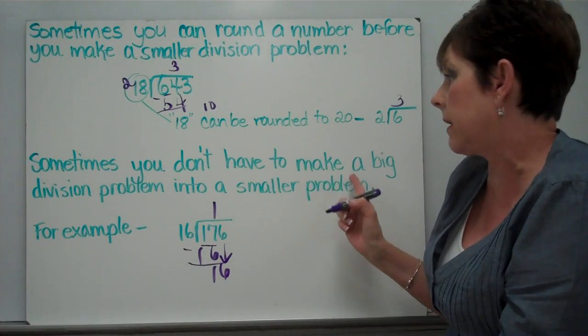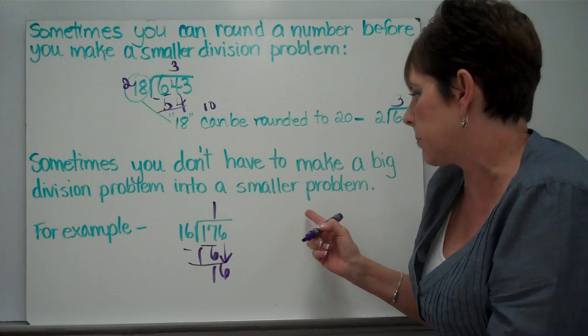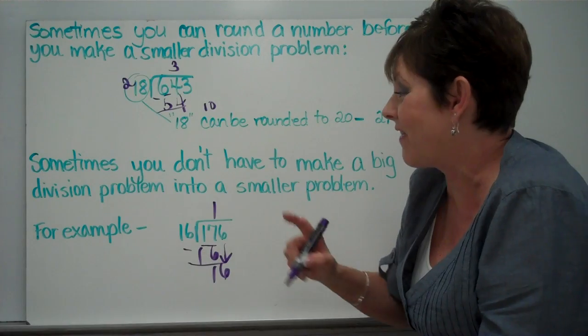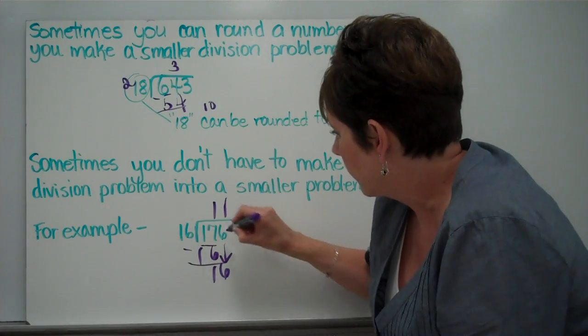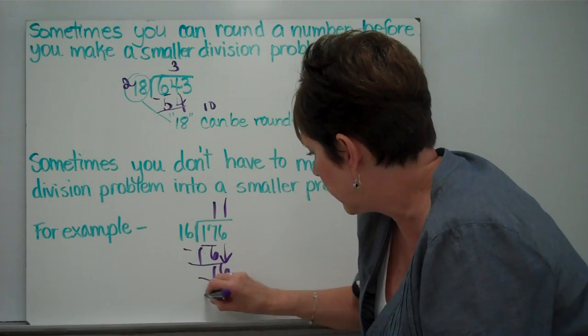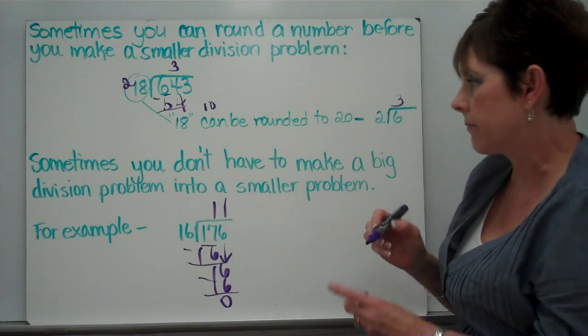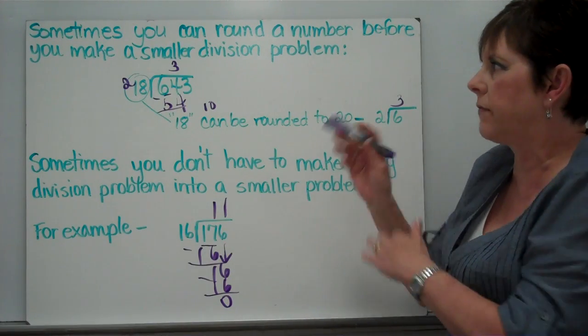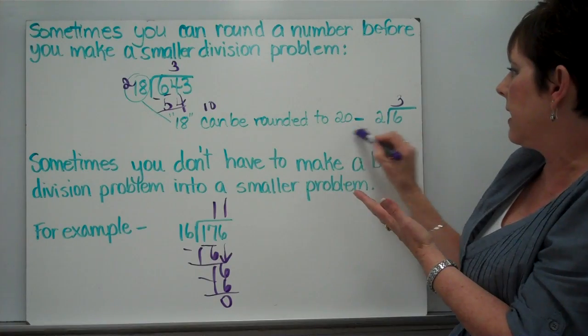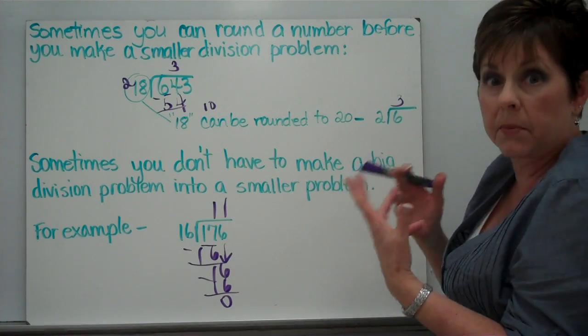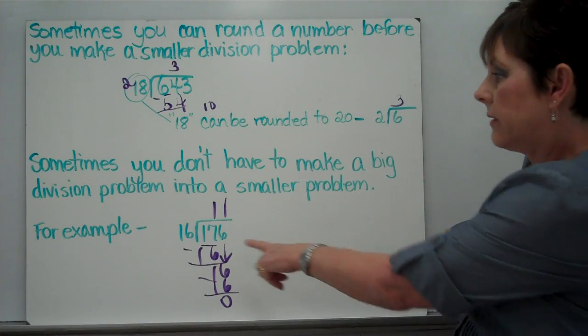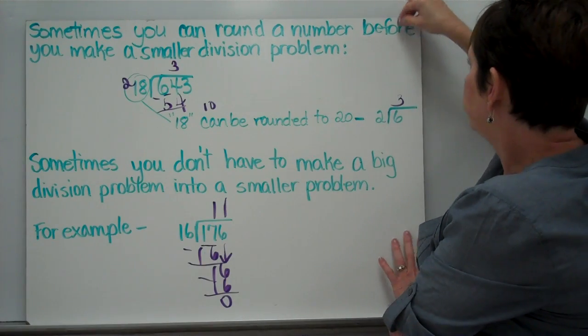Still don't have to make a big division problem into a smaller problem. 16 can be divided by 16 once. 1 times 16 is 16. Subtract 0. So sometimes you don't have to go through those beginning things and make this big problem into a small problem. It's easy enough to see.